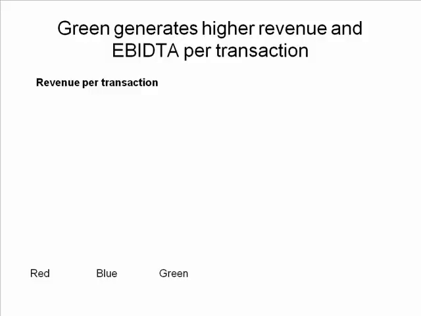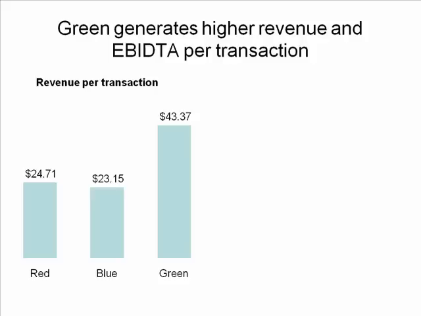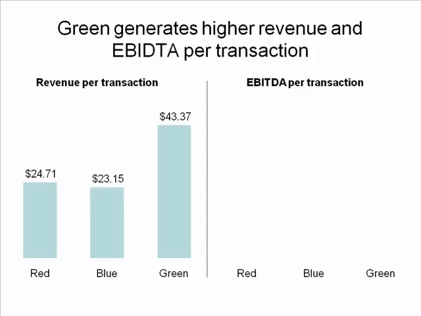We look at red, blue, and green. Red, almost $25. Blue, just over $23. But green, over $43 revenue per transaction. So you can see green is getting a lot more out of every transaction. But does that translate to the bottom line? Well, let's look at the profit or EBITDA per transaction.